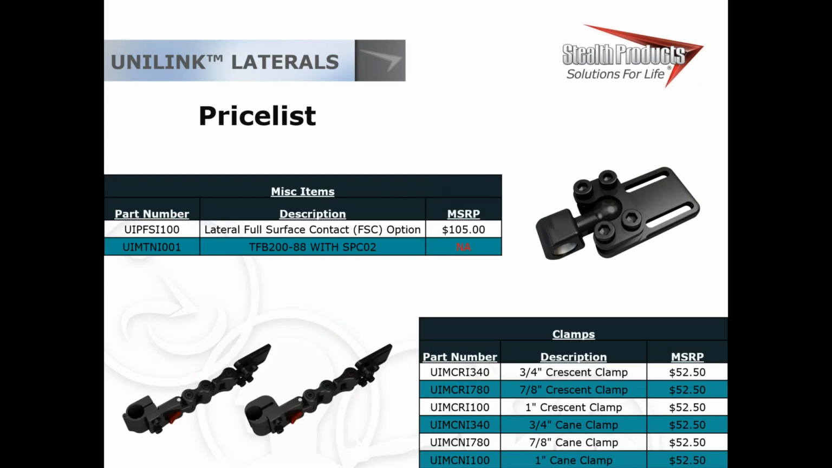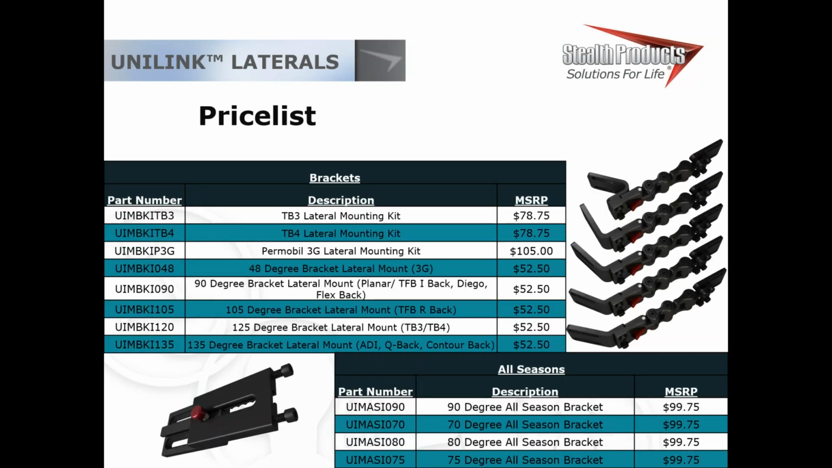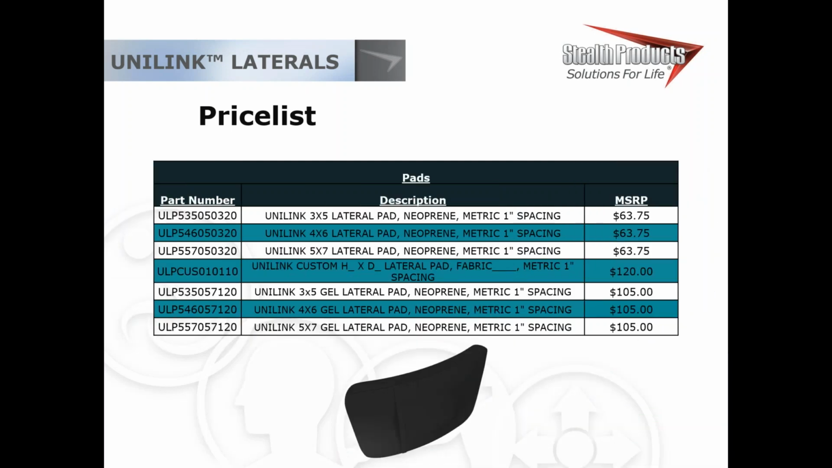So we'll also have some cane clamp options that you can add. These are all under that $55 that'll get tossed in for free. And then we'll have all of our brackets available as well. All Seasons has its new part number, and so do pads. The pads get a new part number. That way we don't have any chance of getting the wrong one out there that doesn't line up, right?